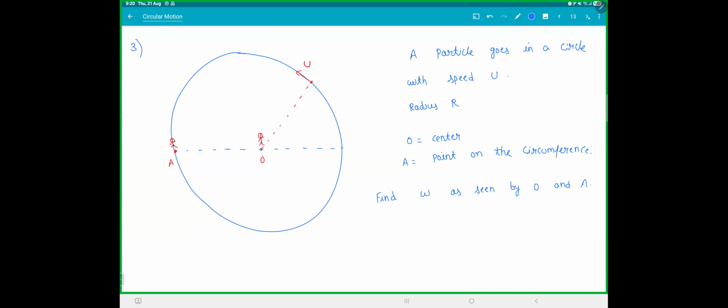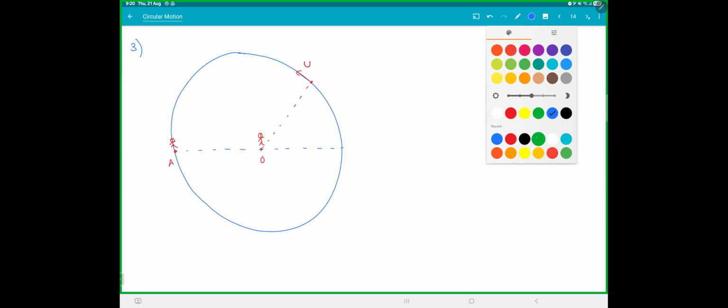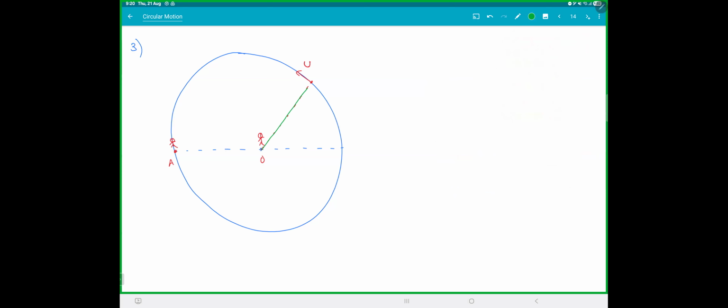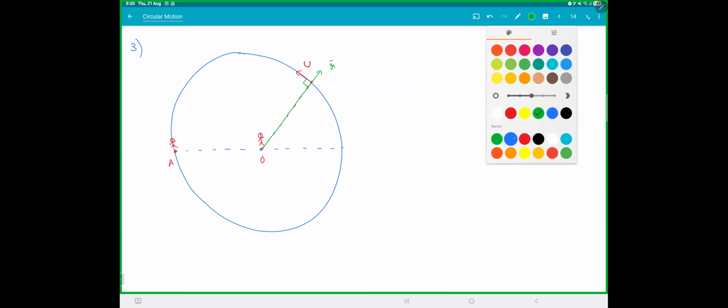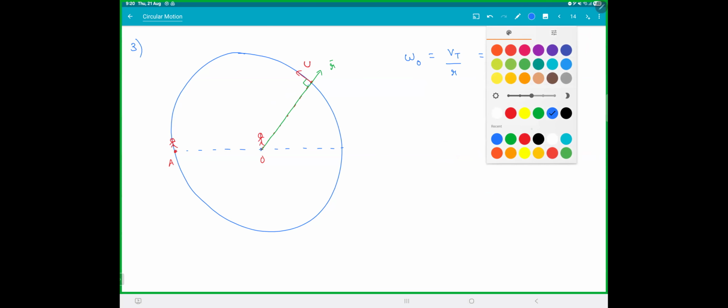Clear? Let's see. Now, if you ask O to solve the problem, he will say, okay, this is my R, and this is already perpendicular. So omega as seen by O will be simply v tangential by radius, which is u by R. But for A, unfortunately, this is R bar, so it's not that straightforward, but there's a better way to do this.